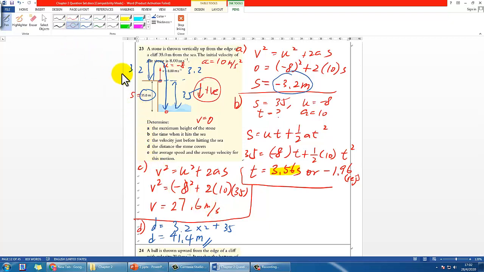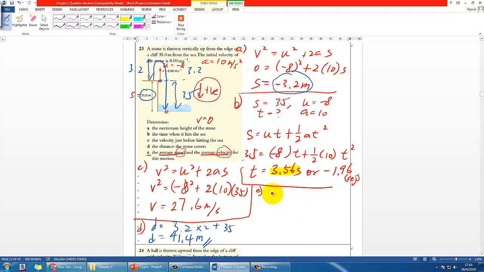Last part, part E. Average speed and average velocity. Okay, this is an interesting question. Apparently you have to distinguish speed and velocity. Speed is scalar, while velocity is vector, and they each refer to something. Speed refers to another scalar, which is distance. Velocity refers to the vector, which is displacement.